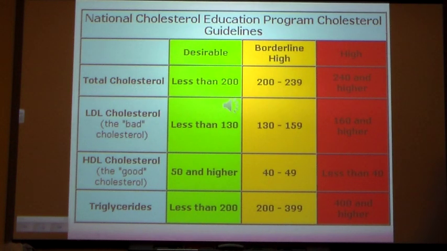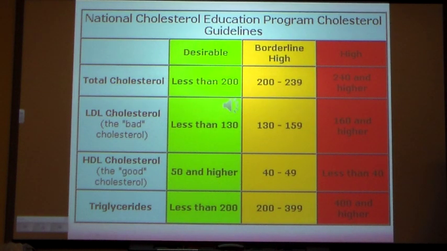You should ideally have overall less than 200 total cholesterol, and then the LDL figure should be less than 130. Now this was revised in 2015 from 140 to 130, so it's gotten a little bit more stringent. It used to be 140 until a few years ago, and then they revised it down to 130. And then HDL, this figure used to be 40, and then they revised it in 2015 up to 50 now. So if you have 50 or higher, it's considered healthy.